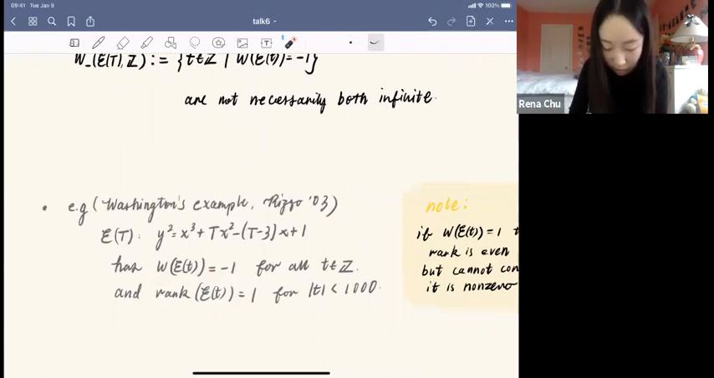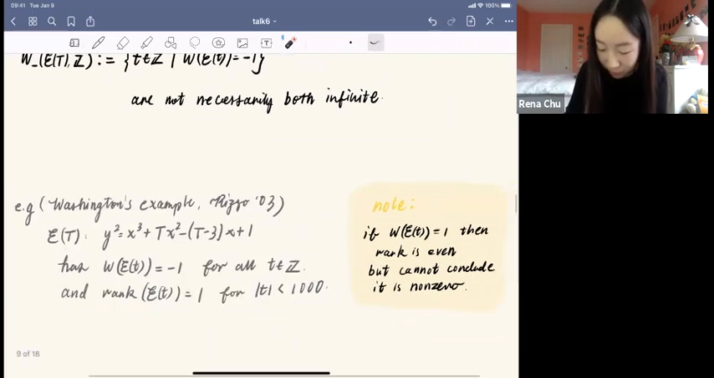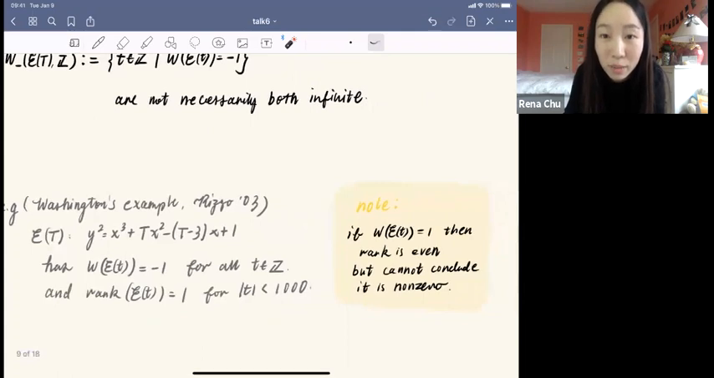In fact, one can check numerically that the rank is 1 for t less than 1,000. Also here, I just want to make a side note that if we find that the root number is 1 instead of -1, then by the parity conjecture, the rank is even, but we can't really make any more conclusions. We can't say that it's non-zero or it's 2.